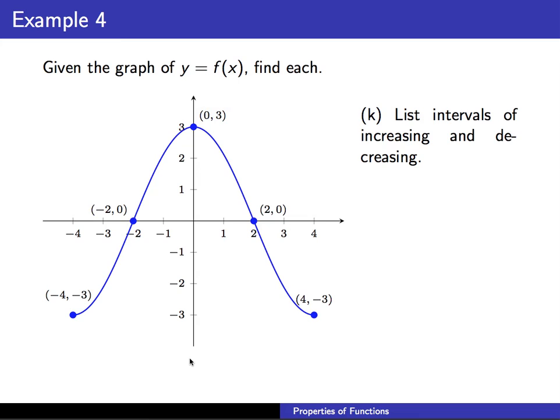All right, finally, part K, list the intervals of increasing and decreasing. So we'll start with our increasing intervals. Well, our graph is going up between x is -4 all the way up to x is 0. So between -4 and 0, our function is increasing. And it's decreasing then between 0, it's going down from 0 all the way down to 4. So our graph is decreasing from x is 0 all the way down to x is 4.